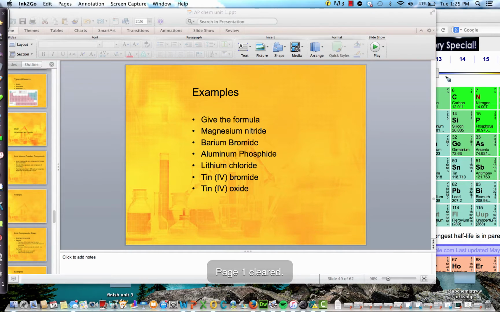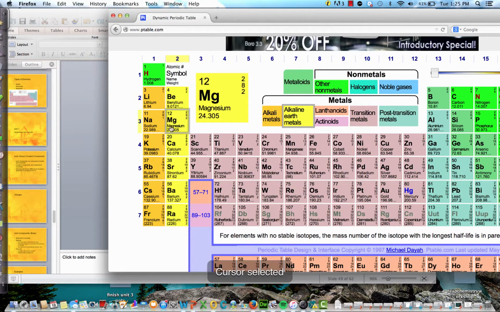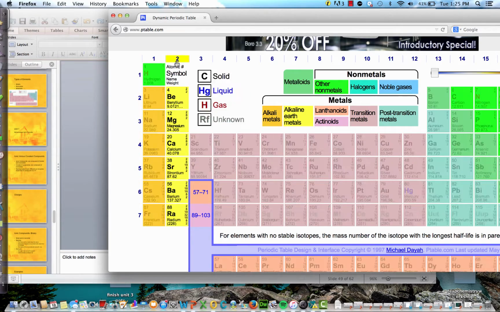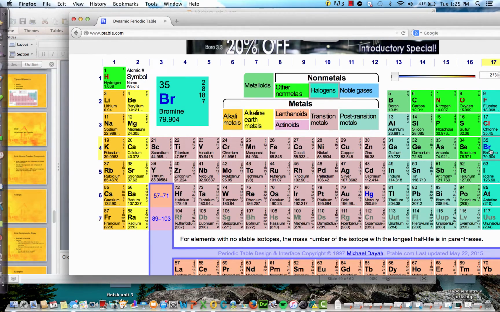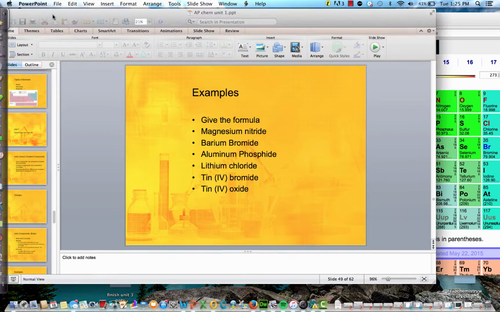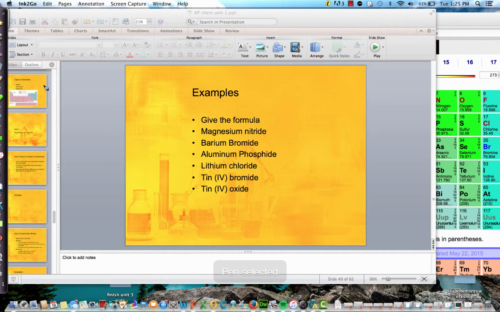All right, so let's look at barium bromide. Barium is right here. It's in group 2, so it has a +2 charge. And bromide is in group 7A or 17, which has a -1 charge. So barium has a +2 charge, and bromide has a -1 charge.